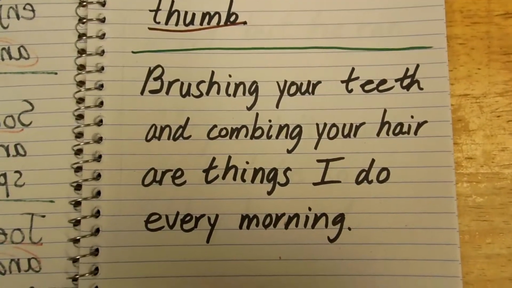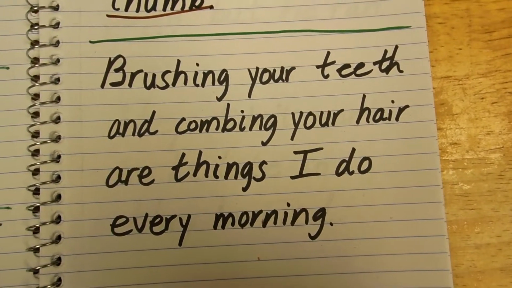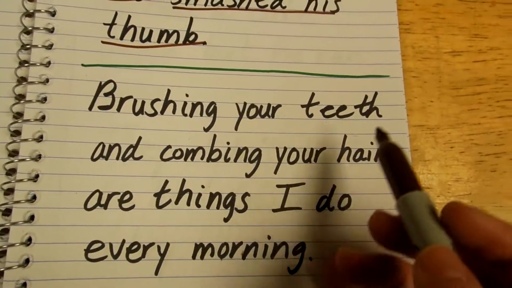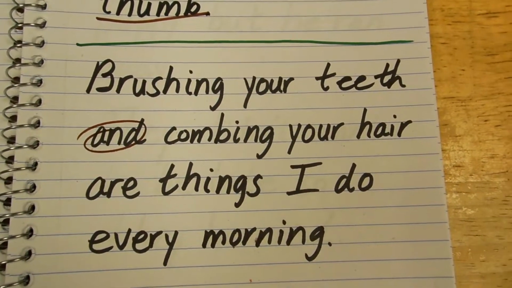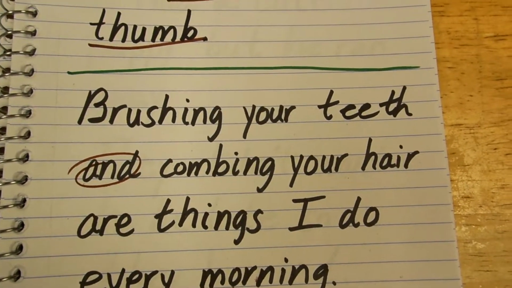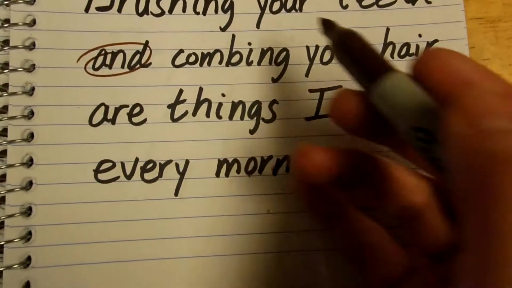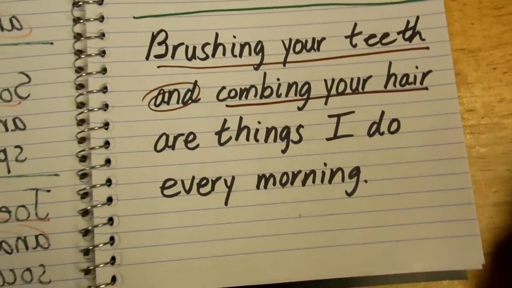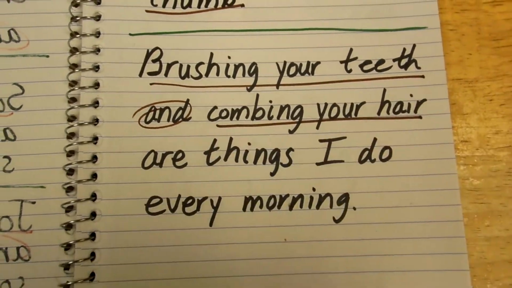Second example: "Brushing your teeth and combing your hair are things I do every morning." So we're looking for our conjunction here. And what is it connecting? Two phrases, brushing your teeth, combing your hair. Not complete sentences, not simply words, but phrases in general.